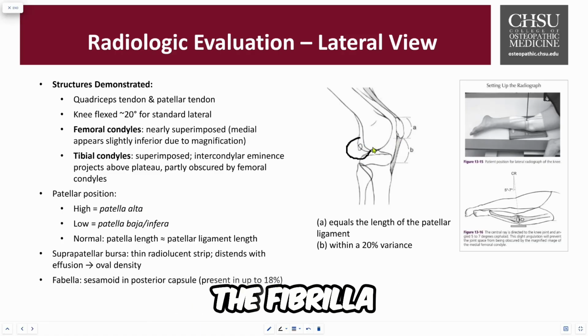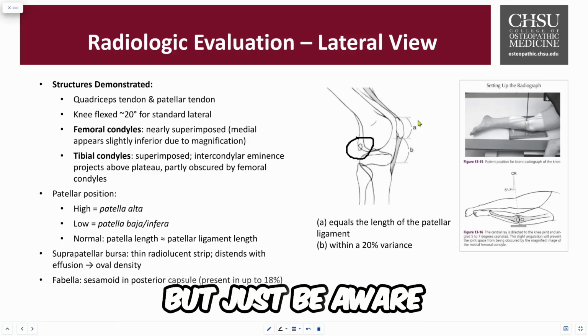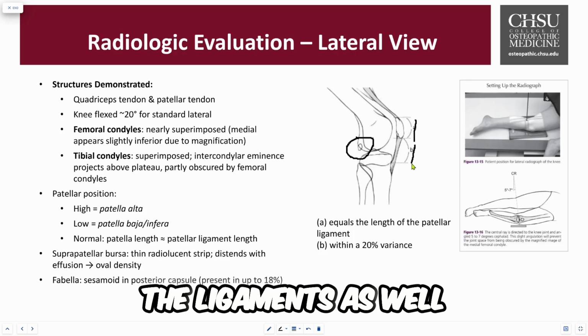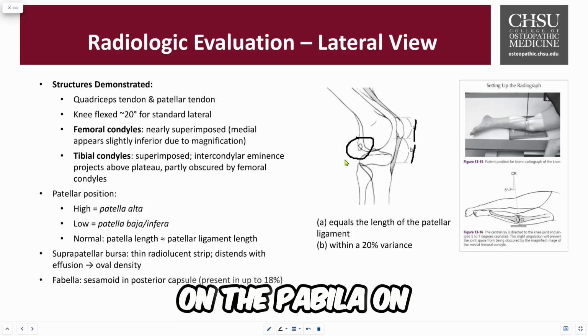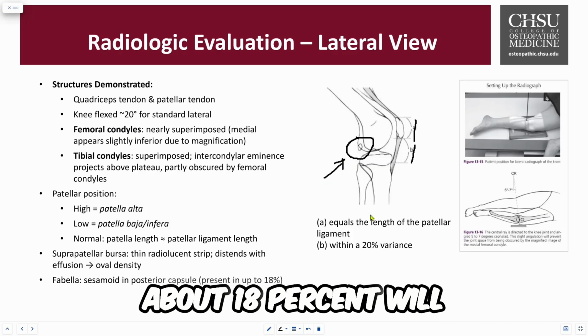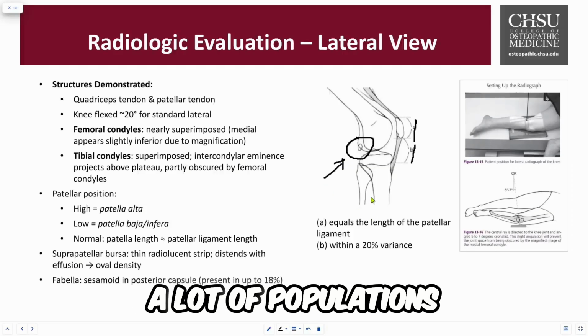Over here with the fibula, this is a smaller bone, but just be aware that A and B, the ligament as well as the bone, should be about equal length in a healthy person. On the back here is a small little bone, the fabella; about 18% will have this, and a lot of populations will not see it.